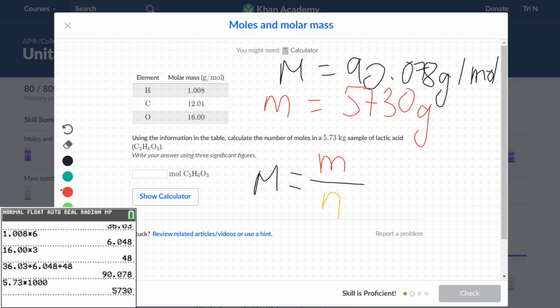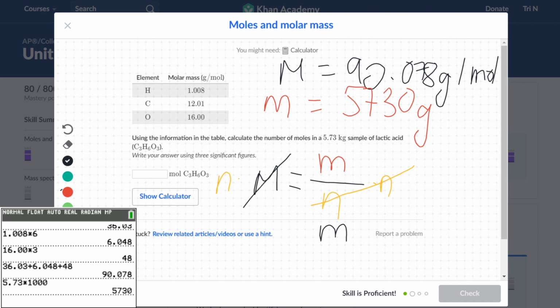And we can manipulate this formula so that we can times n on both sides. If we times n on both sides, we cancel out the n, and what's left is n times M is equal to mass, but we still want n by itself because we want to find n, which is the amount of mole. Therefore, we want to cancel the big M on the left side by dividing by M on both sides.